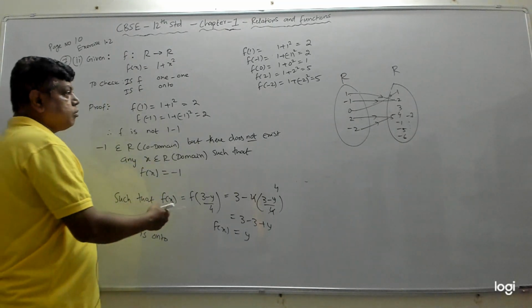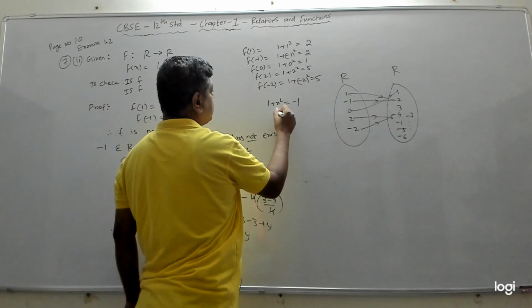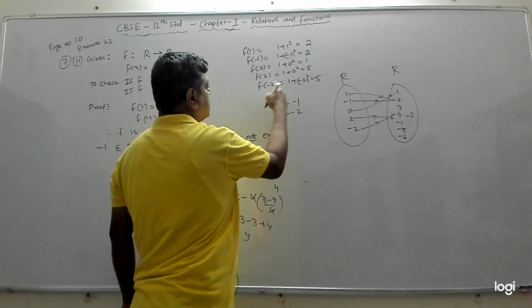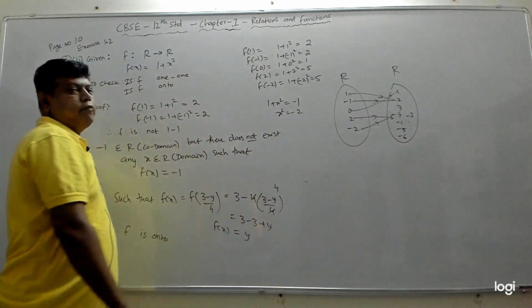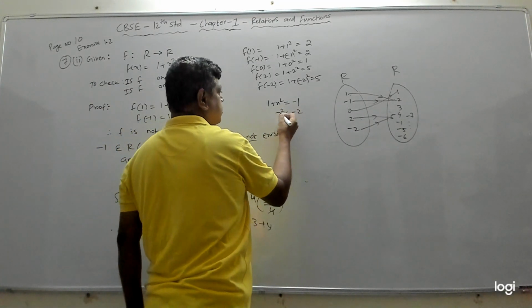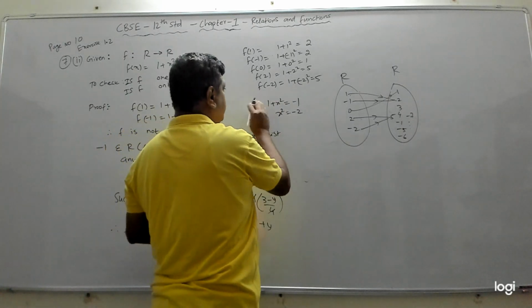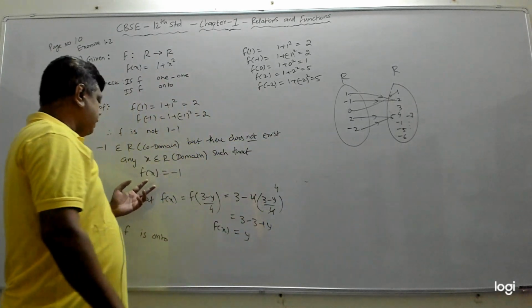So 1 plus x square cannot become minus 1. If it becomes minus 1, then x square will become minus 2. How can the square of a real number be negative? x square equal to minus 2 means there is no x which can give you that. So 1 plus x square cannot be minus 1, and it cannot be minus 2 or minus 3 either.